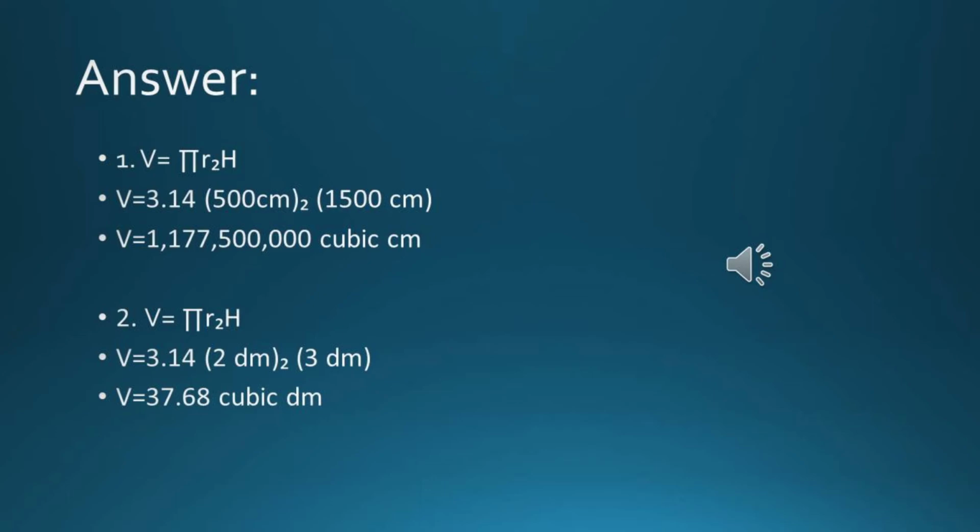For number 2, we use the same formula. Volume is equivalent to pi times radius to the second power times height. By substitution, volume is equivalent to 3.14 times 2 decimeters to the second power times 3 decimeters. That gives us a volume of 37.68 cubic decimeters.